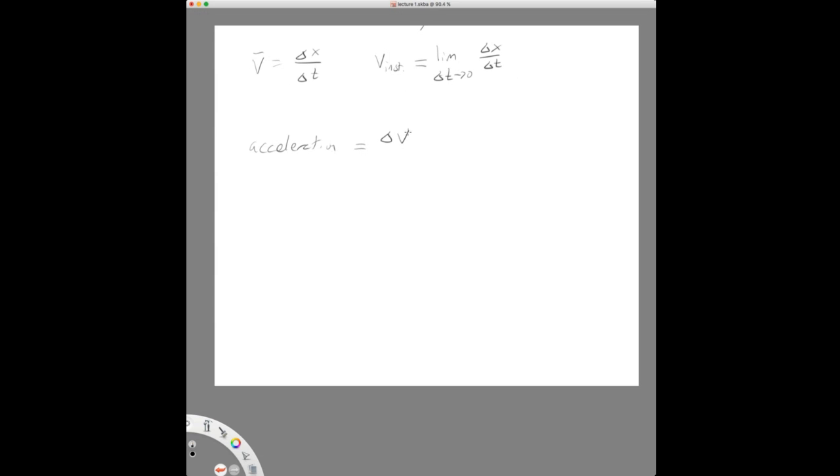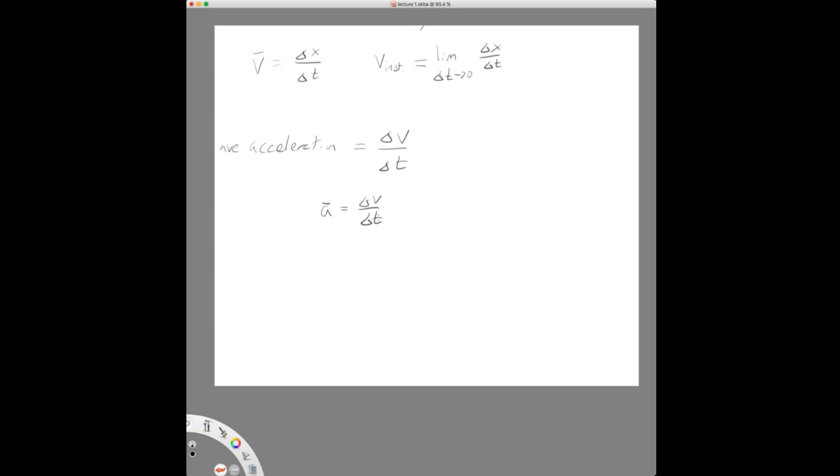It's the change in velocity over the change in time. Okay. So technically, this would be the average acceleration. We would write that as a with a bar over it equals delta v over delta t.